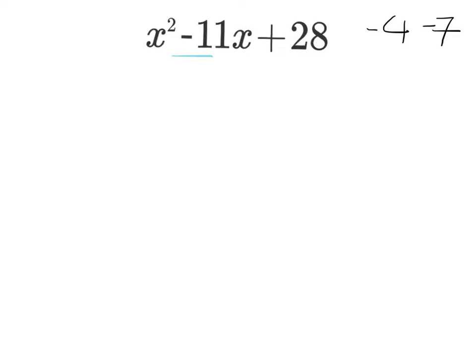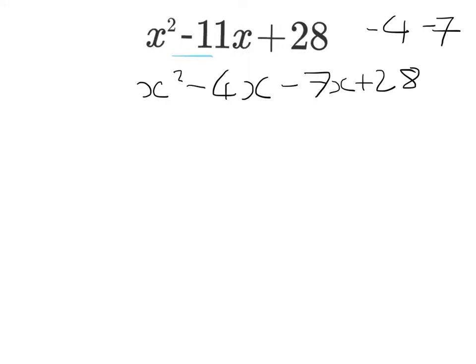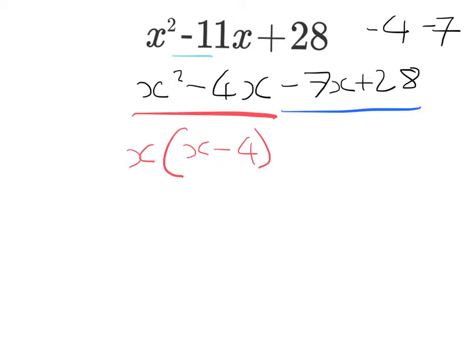give me negative 11. So, x squared doesn't change, my plus 28 at the end won't change, but I'll replace my negative 11x with negative 4x, negative 7x. So, first pair, taking out a common factor of x to give me that. The next pair, now we need to be careful. I could take out 7, so if I take out positive 7, I would be left with this.